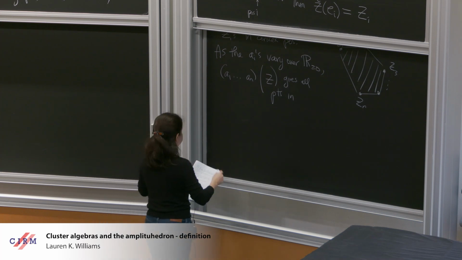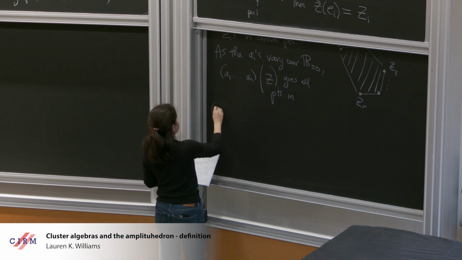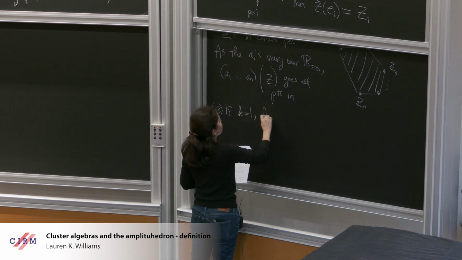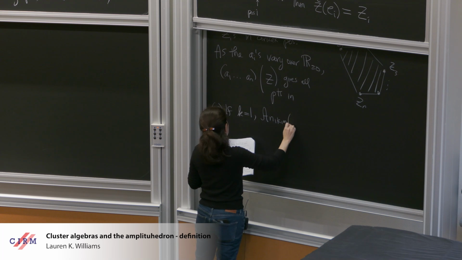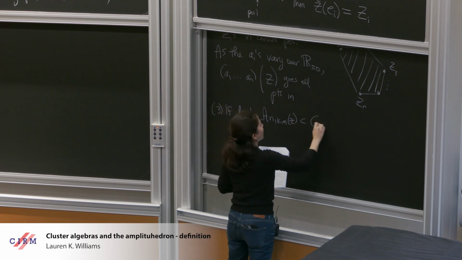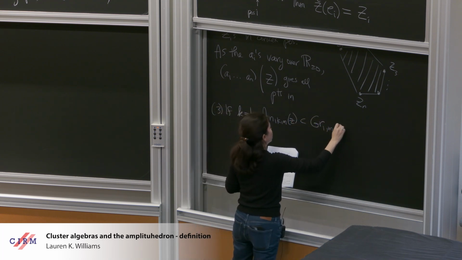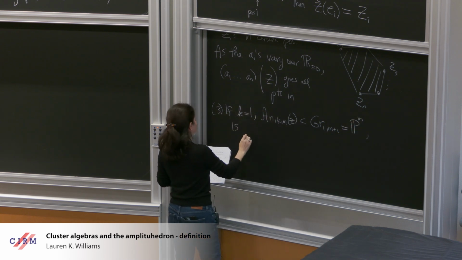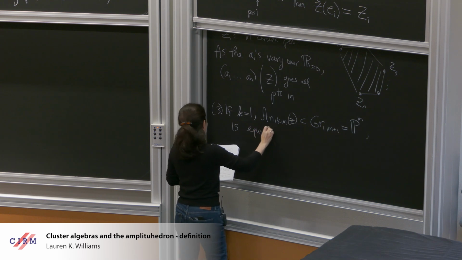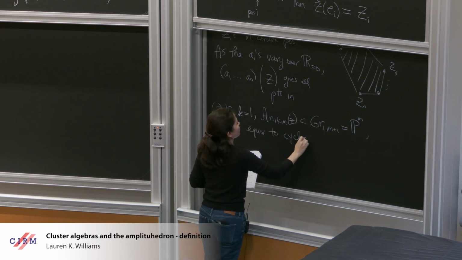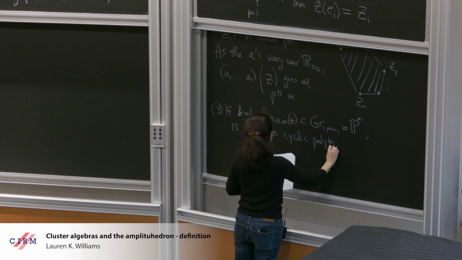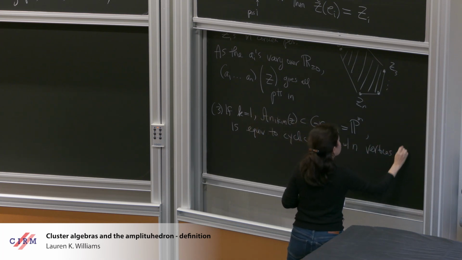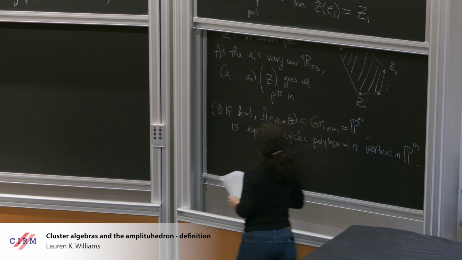And more generally, if k is 1 and m is arbitrary, then the amplituhedron, which lies in Gr(1, m+1), i.e. projective space of dimension m, is combinatorially equivalent to a cyclic polytope with n vertices in P^m.